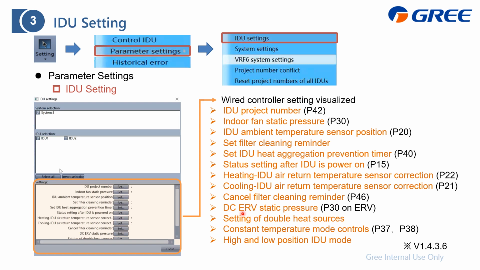And this DCERV static pressure is the same as this one, P30, but this is for the ERV, and that's why this has 13 levels. For the others, I will make a detailed introduction in the next slide. And also this one is the constant temperature mode control. This is for the auto mode. If you would like to change the temperature setting, which is changing from cooling to heating or from heating to cooling, you can change this from here.